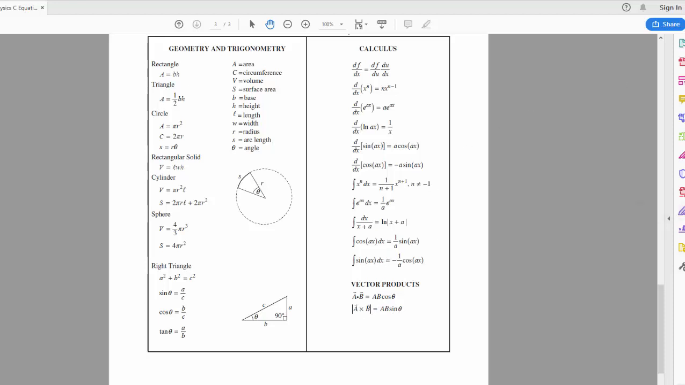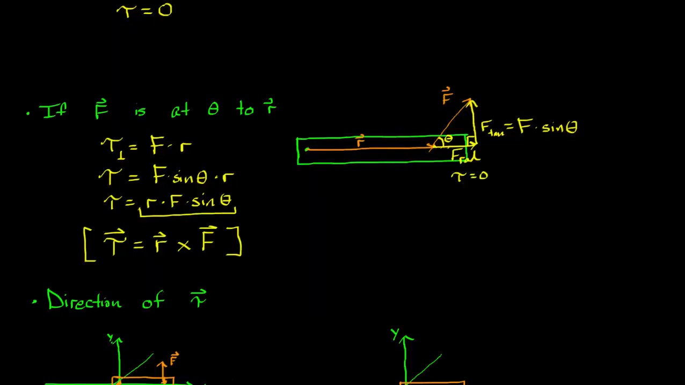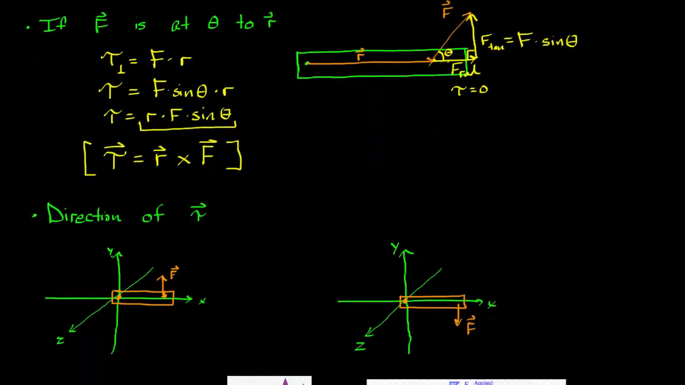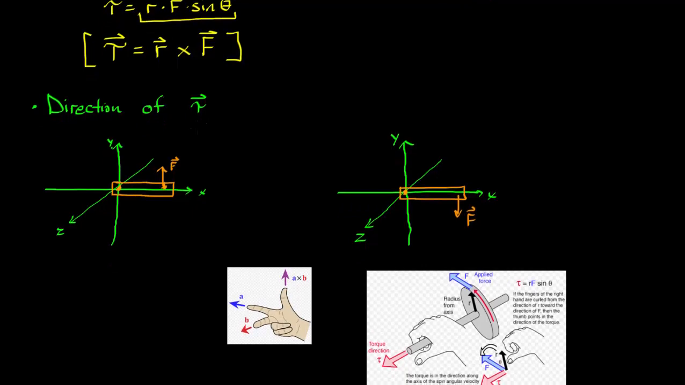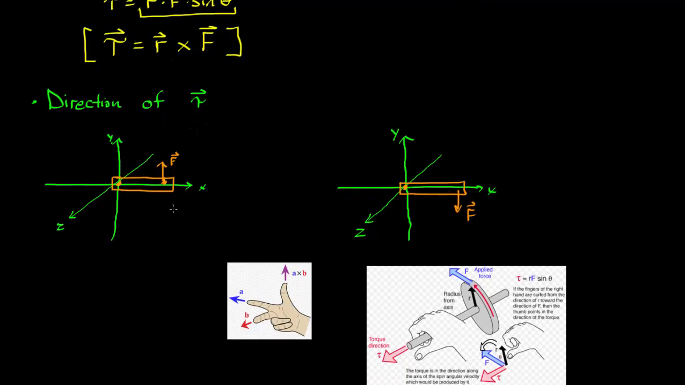So what is a cross product? A cross product is when we want to multiply two vectors and our result is a new vector. However, the direction is not within the plane. So for instance, since in this case right here, force and the R vector are in the XY plane, then my torque vector is actually going to be in the Z direction.